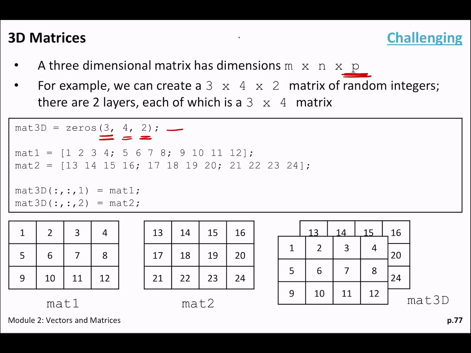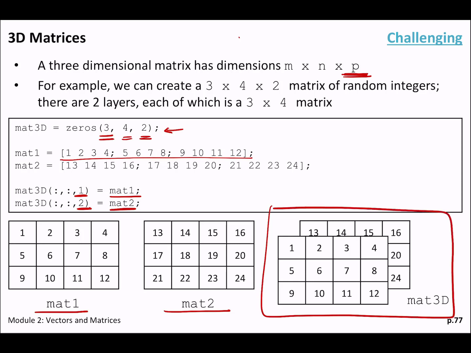Okay. So this one is just initialization, and then you make one matrix, mat1, and then you make another matrix, mat2, and then you place mat1 in the first layer, and then place mat2 in the second layer. If you visualize it as mat3D, it looks like this. The first layer and the second layer. You're going to read all values in the column and row of the first layer, and the column and row in the second layer. That's why this becomes a 3D matrix. Does it make sense?